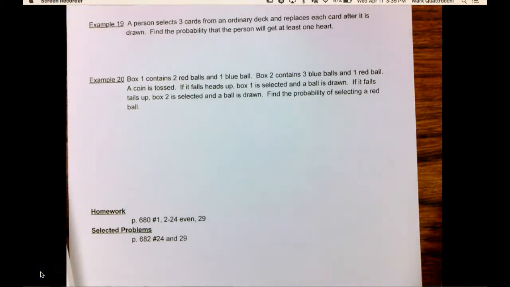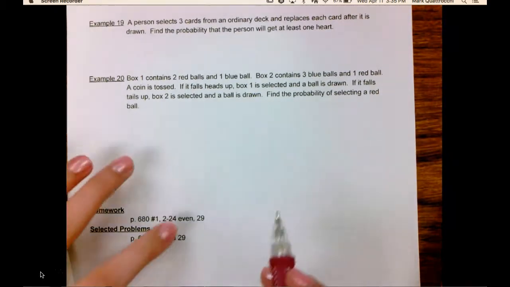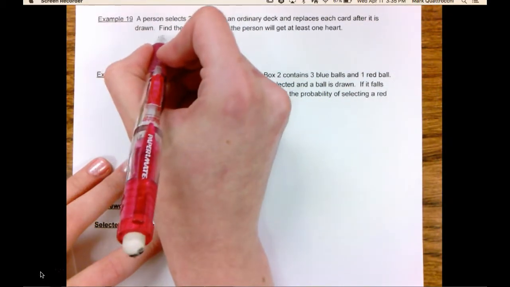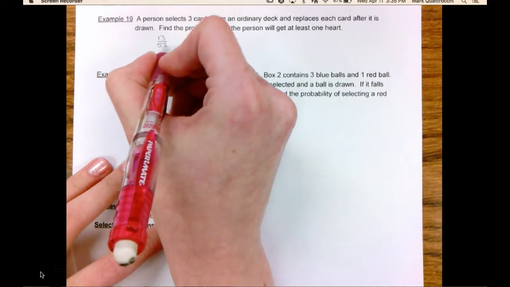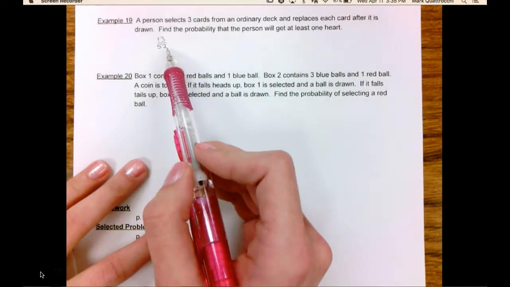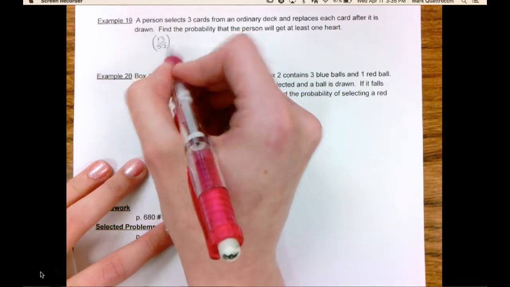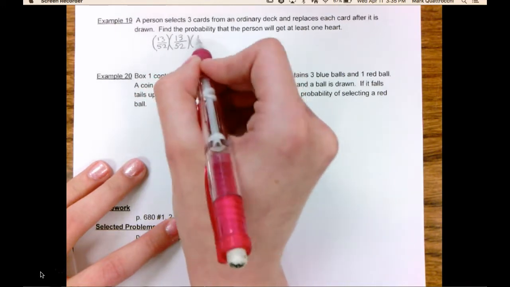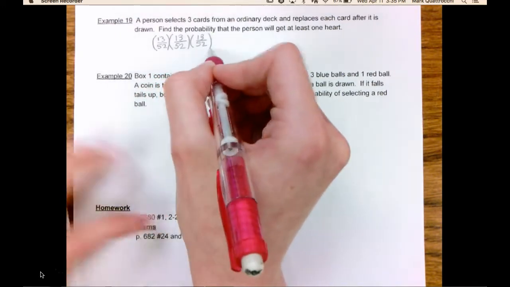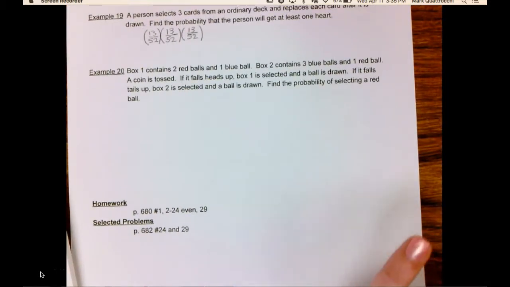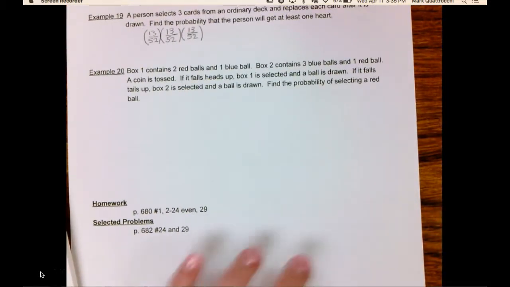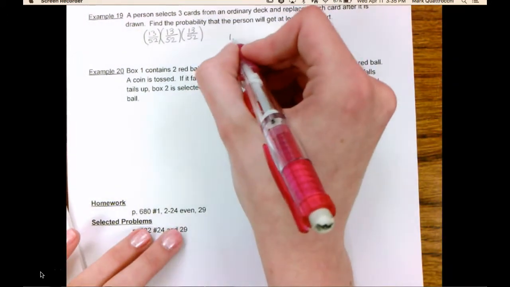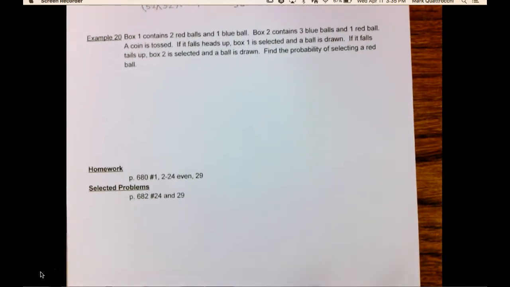So a person selects 3 cards from an ordinary deck and replaces each card after it is drawn. Find the probability that the person will get at least 1 heart. So there are 13 hearts out of 52 cards. So the probability of picking a heart on the first one is 13/52. And then for the second one, because it is replaced, is also 13 out of 52, and so is the third. So when you multiply those out, you get a probability of 1.56%, which is similar to picking 3 clubs on the previous page.